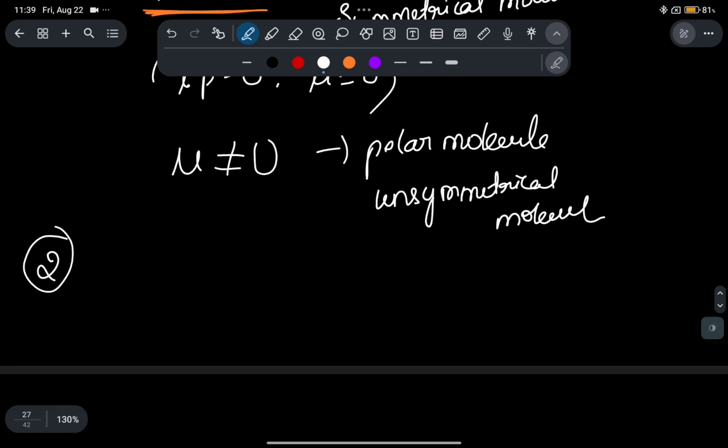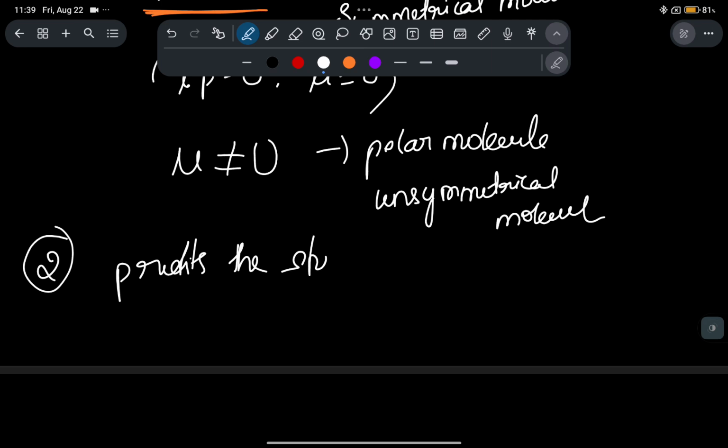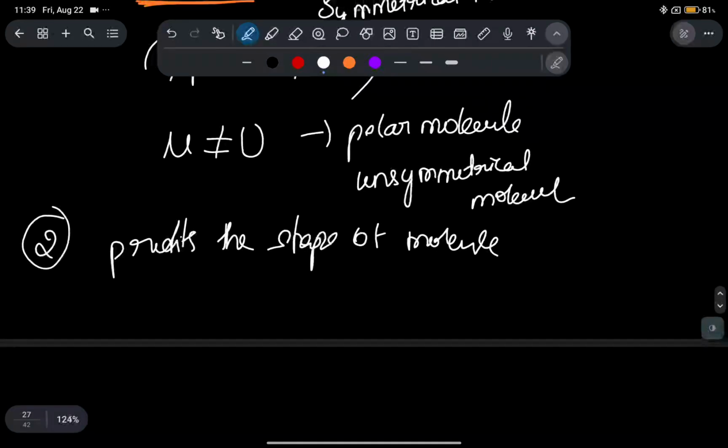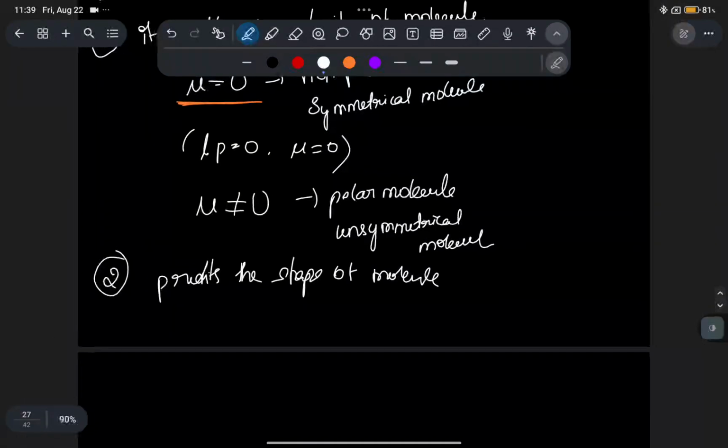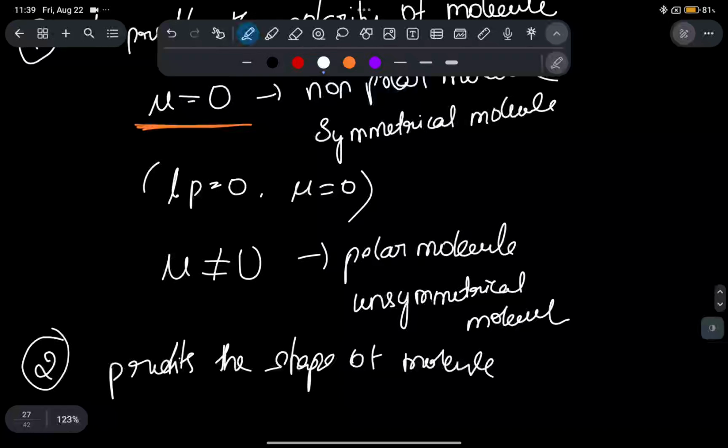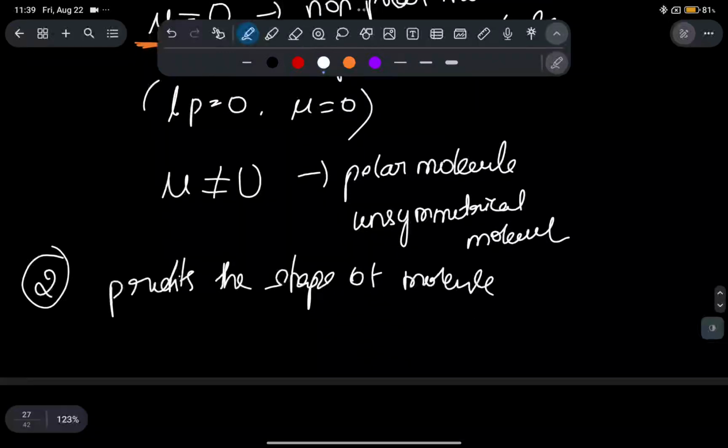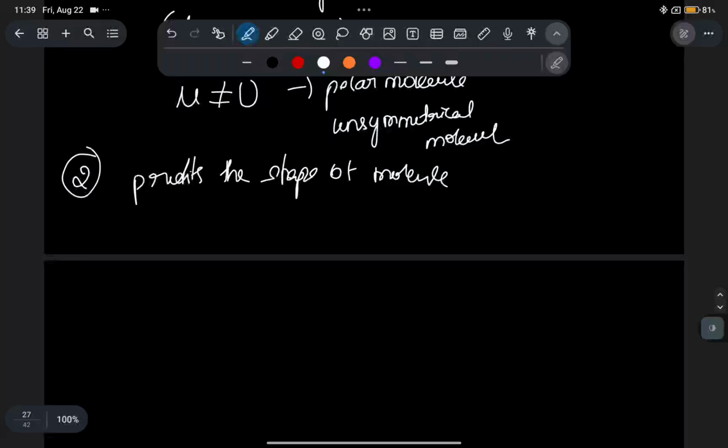So the second application: dipole moment predicts the shape of the molecule. How do we predict the shape of the molecule? By the mu value being equal to 0 or not equal to 0, we can differentiate which is symmetrical and which is non-symmetrical. So it predicts the shape.